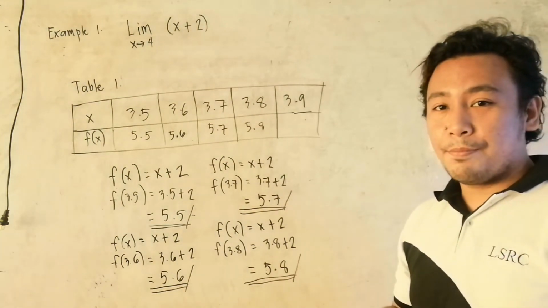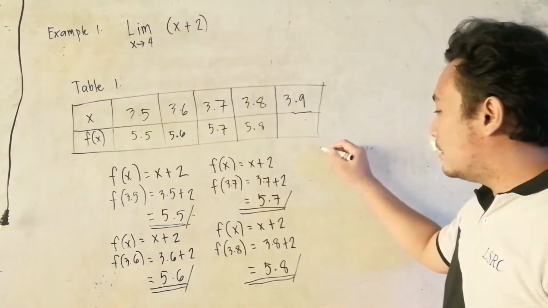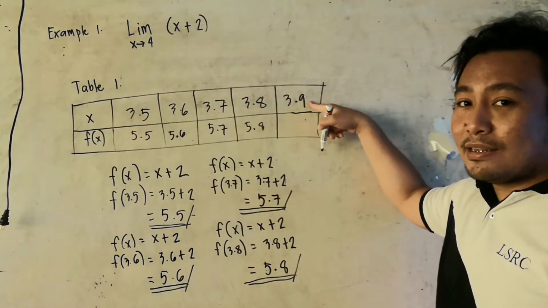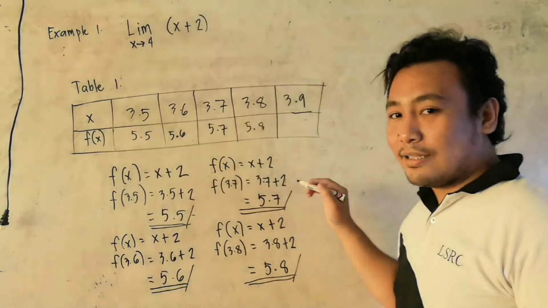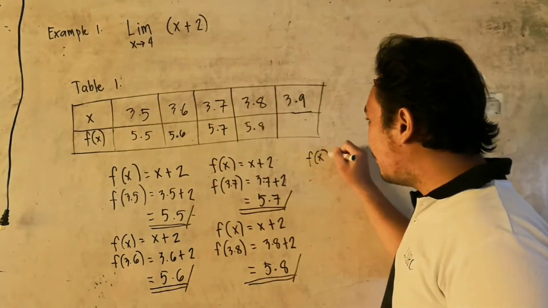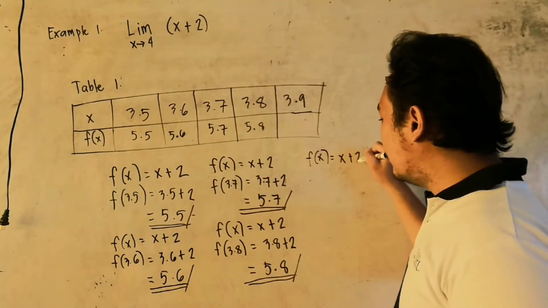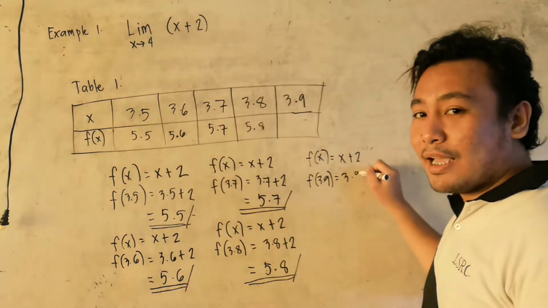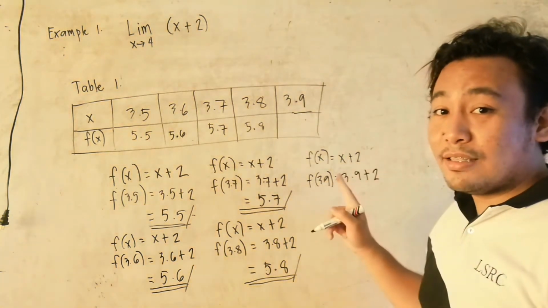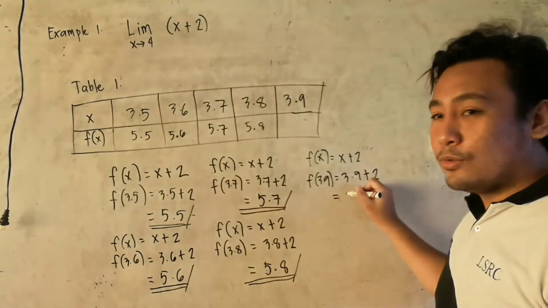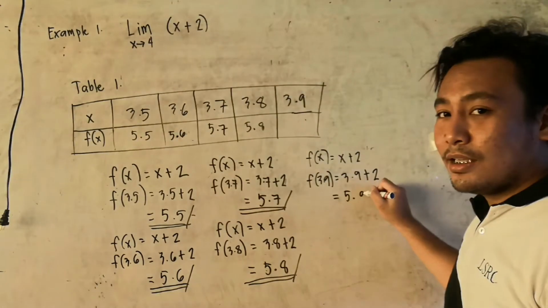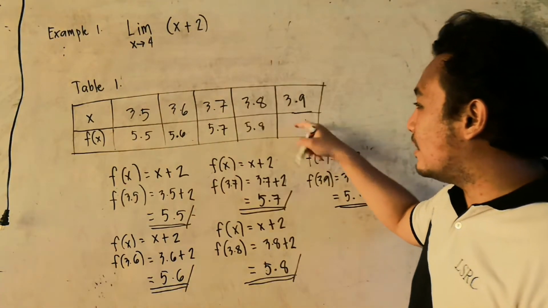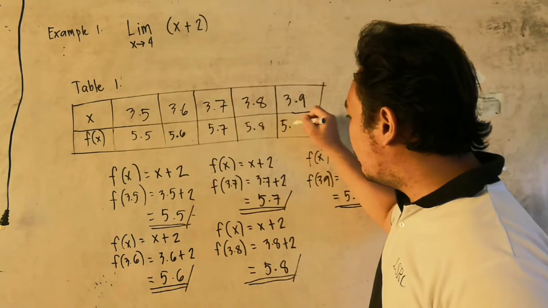O, nasusundan pa ba? O, let's proceed. For the last value of f of x, we will be using 3.9 to substitute the value of x. So we have f of x is equal to x plus 2. F of 3.9 is equal to 3.9 plus 2. And what is 3.9 plus 2? That is equal to 5.9. Very good. So 5.9 ilalagay natin dito.